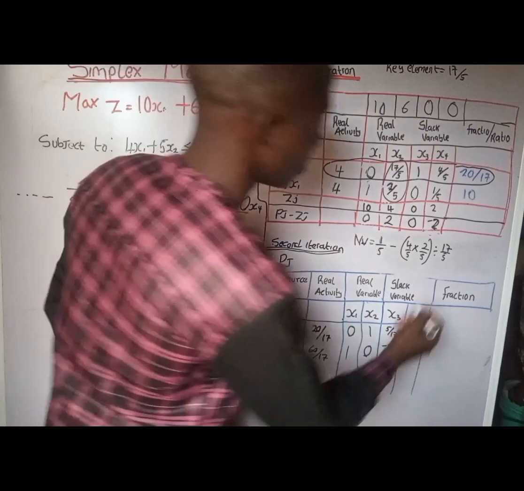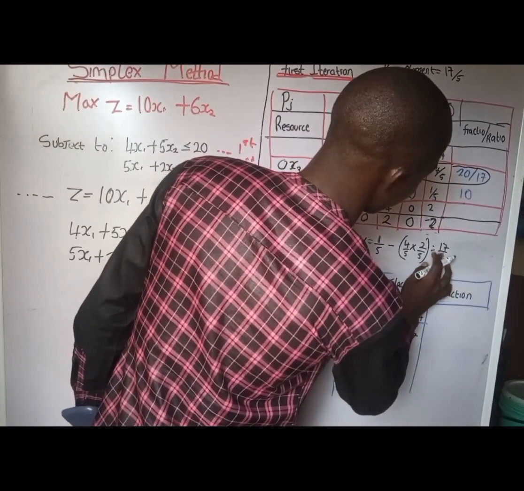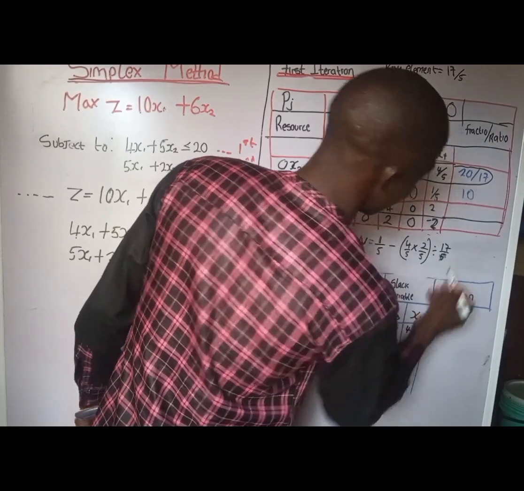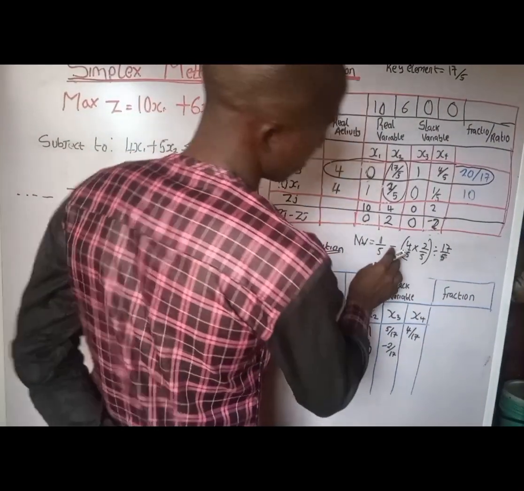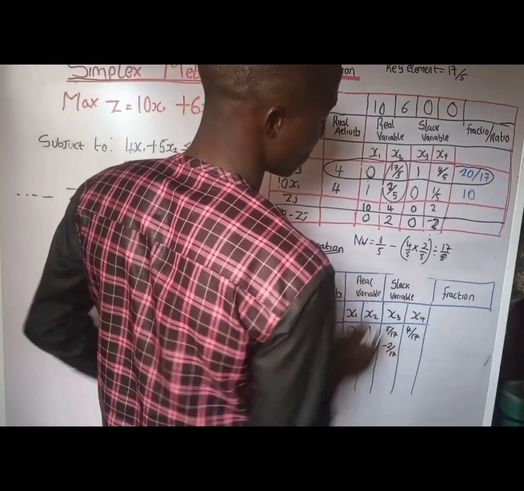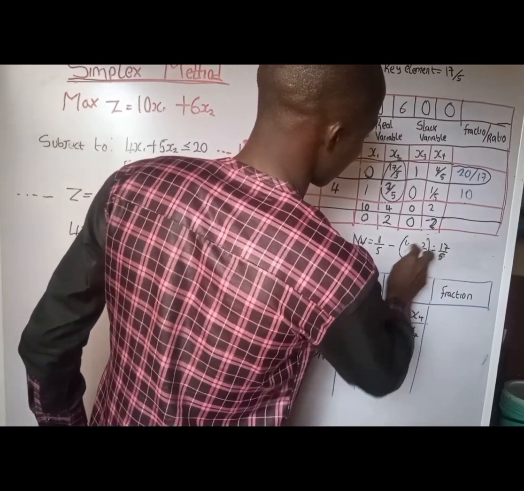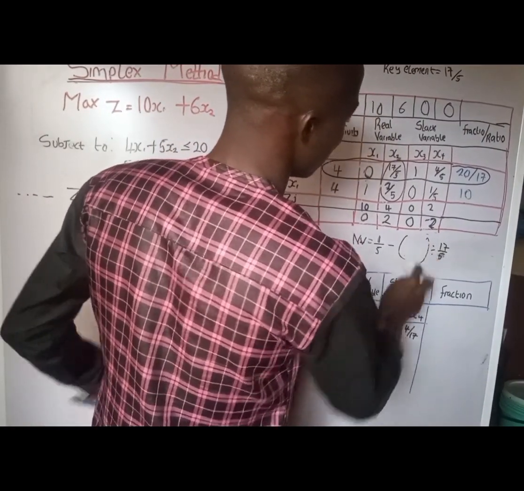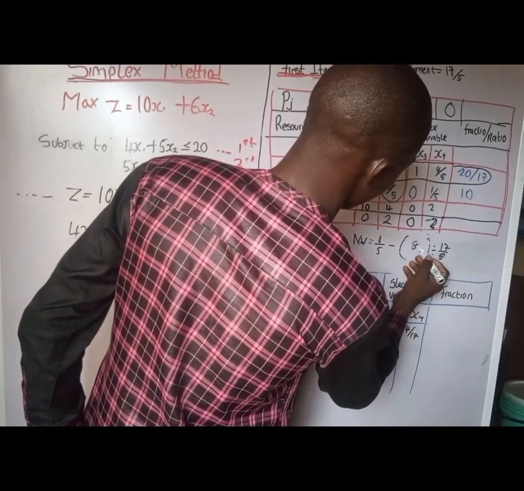So if you multiply this, 4 multiplied by 2 is 8. 5 multiplied by 5 is 25. So I'm going to be having 8/25 in this bracket now.